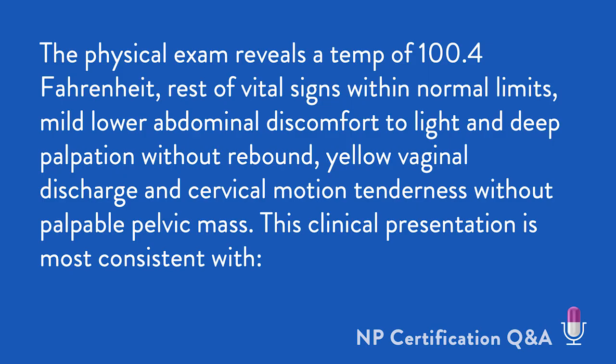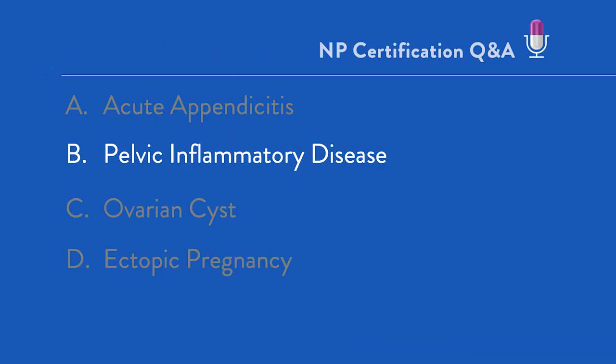The physical exam reveals a temp of 100.4 degrees Fahrenheit, but rest of vital signs within normal limits, mild lower abdominal discomfort to light and deep palpation without rebound, yellow vaginal discharge, and cervical motion tenderness without a palpable pelvic mass. The clinical presentation is most consistent with A, acute appendicitis.